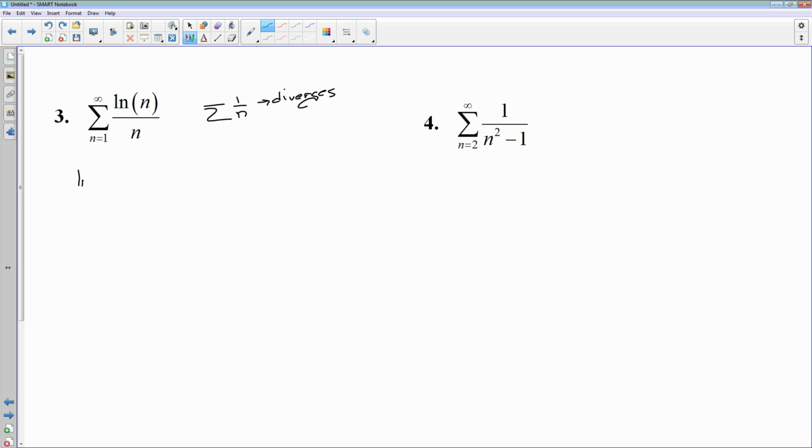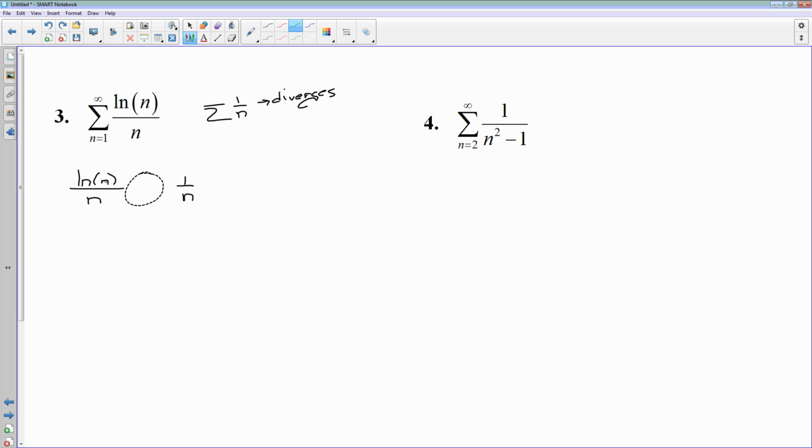And I need to determine, is the natural log of n over n greater than or smaller than the series 1 over n? Well, in this case, my denominators were the same. So now I need to compare my numerators. So how does ln of n compare to 1?